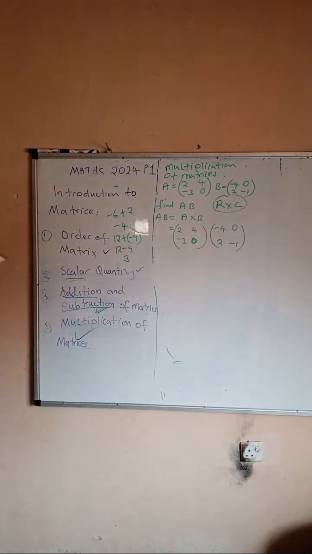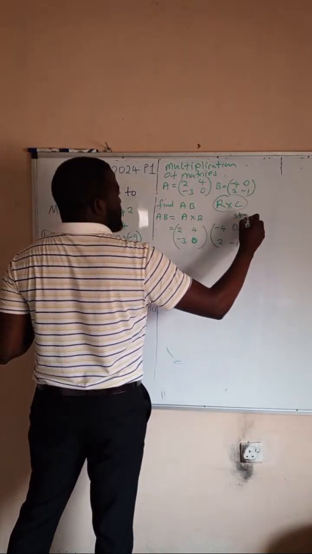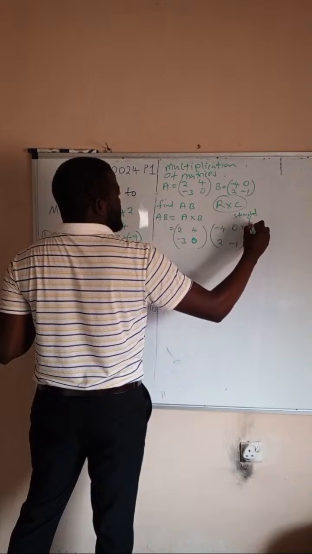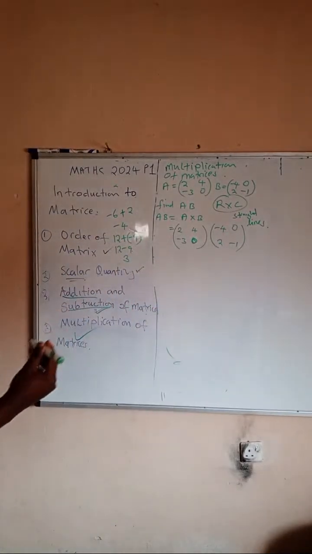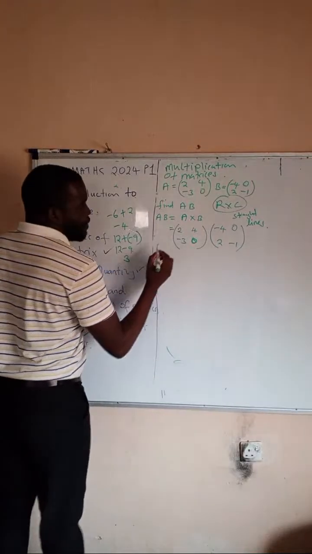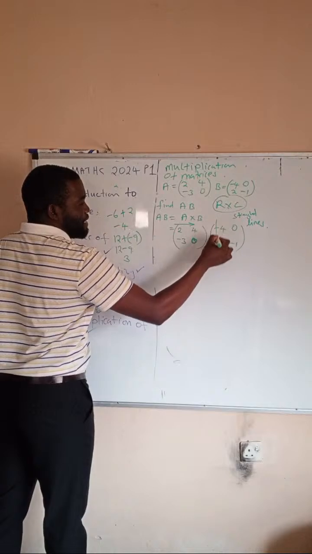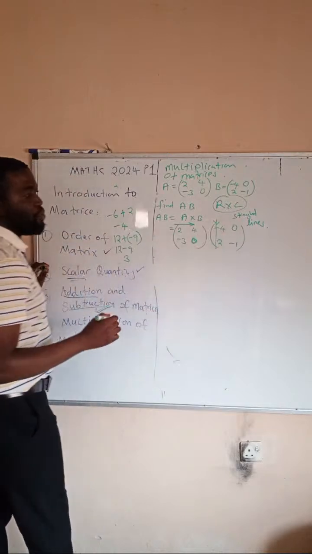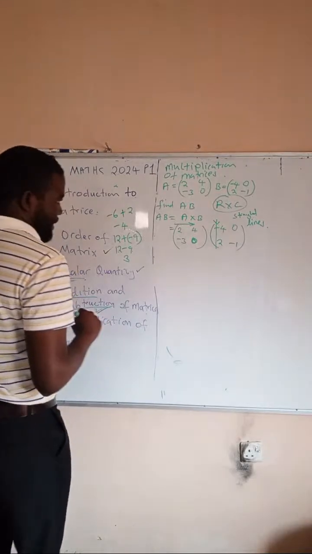And you even draw straight lines to help you if it's your first time, so that you understand. So row by column. This is the first row. We'll multiply it with the first column in the second matrix.